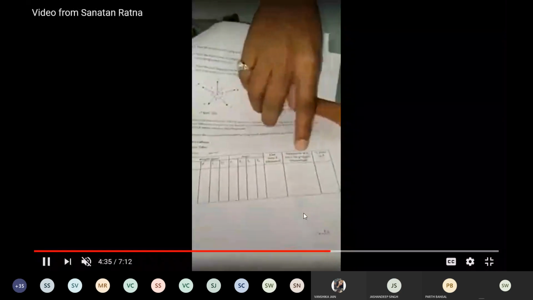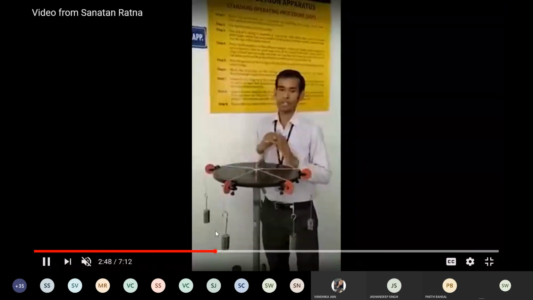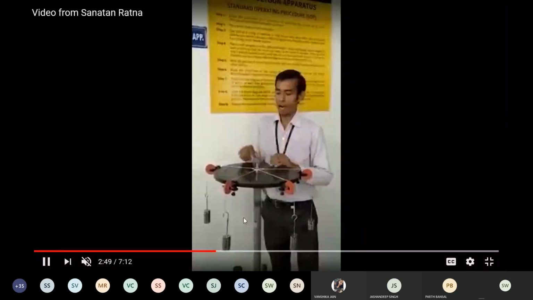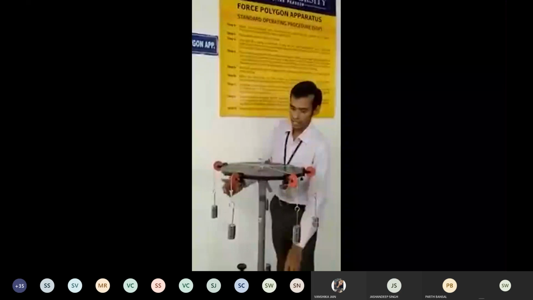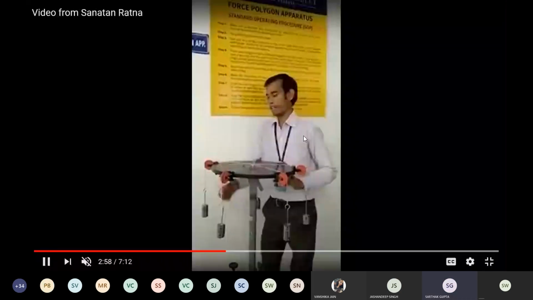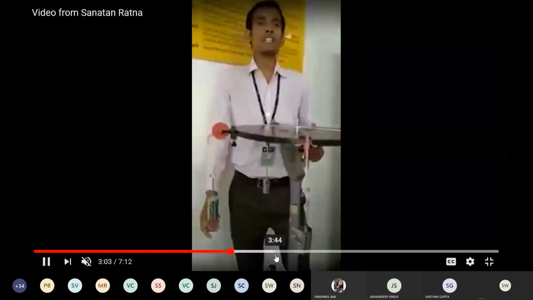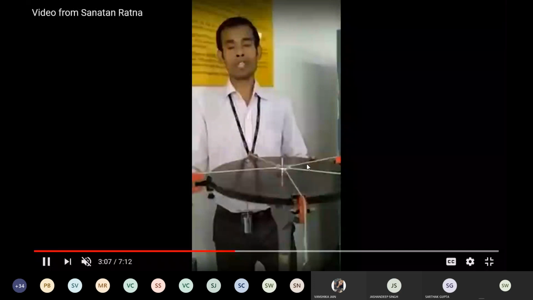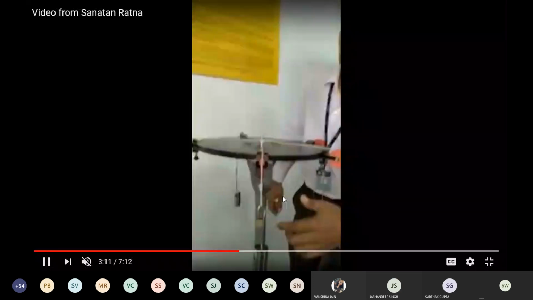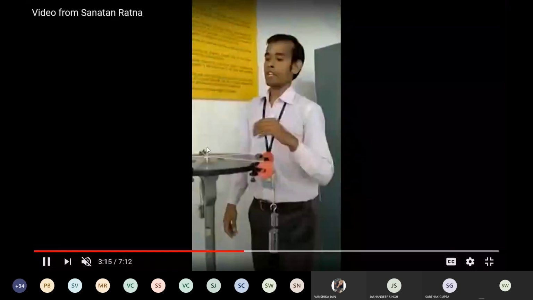Now this is the explanation of the table that I have done. So should I show the video once again? Yes, sir. See this once again. This is the universal force table. This is the disk here. These are different threads which are attached here. This small ring is in the center. We have to put weights on the different pulleys here so that this ring should come in the center.